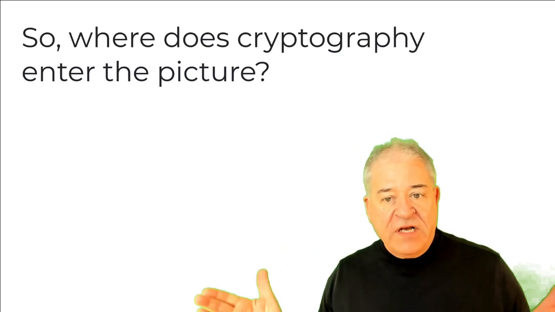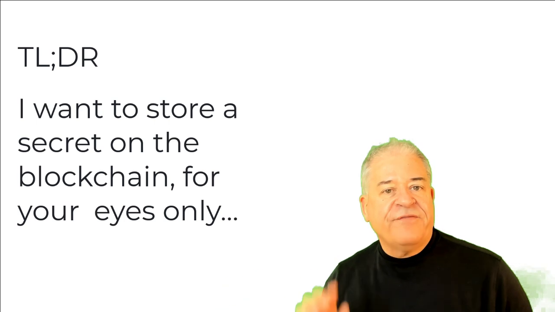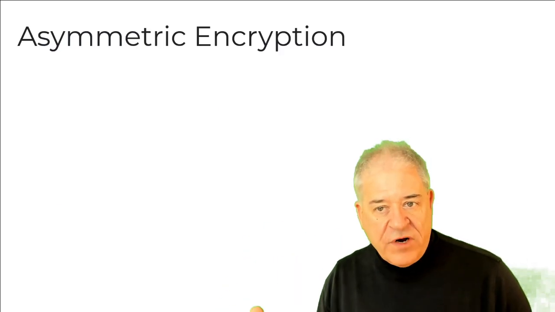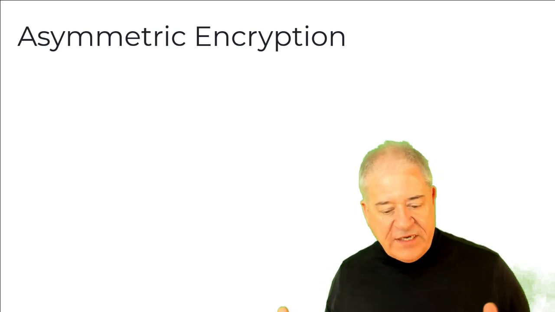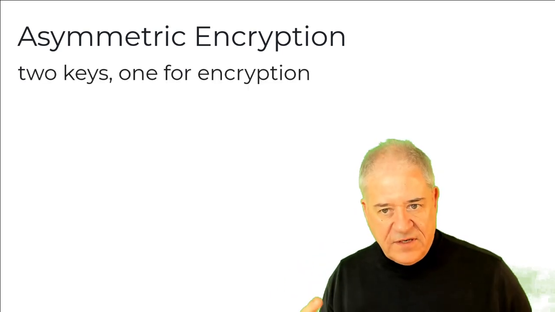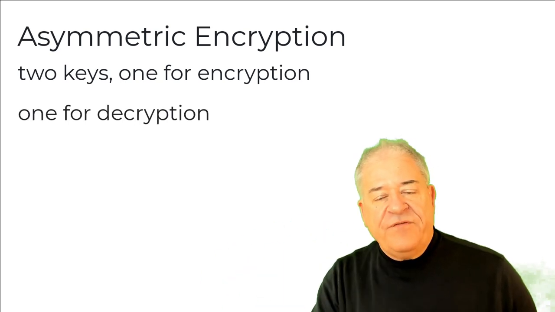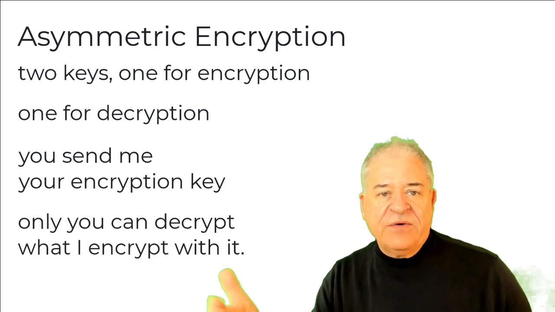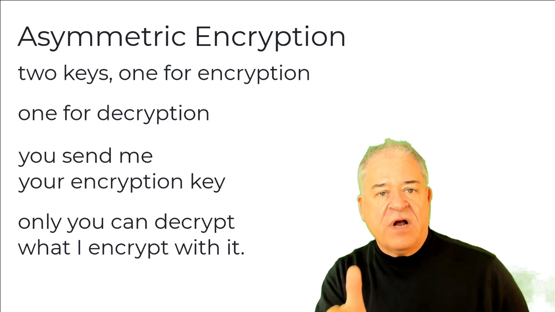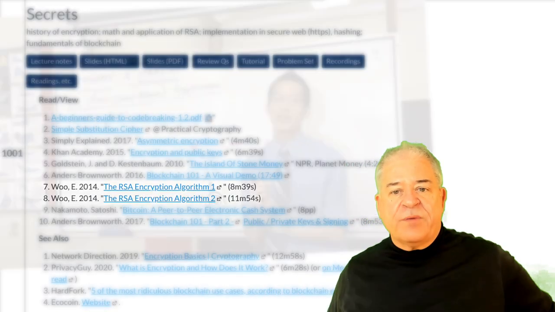So where does cryptography come into the picture? Here's the too long didn't read version. I might want to put secrets on the blockchain, right? Secrets that are intended for your eyes only. Asymmetric encryption is going to turn out to be a cool way to do this. So imagine an encryption technique that depends on two keys. Okay? One key for encryption and one key for decryption. If you send me your encryption key, then I can use that to encrypt a message which is meant for your eyes only.